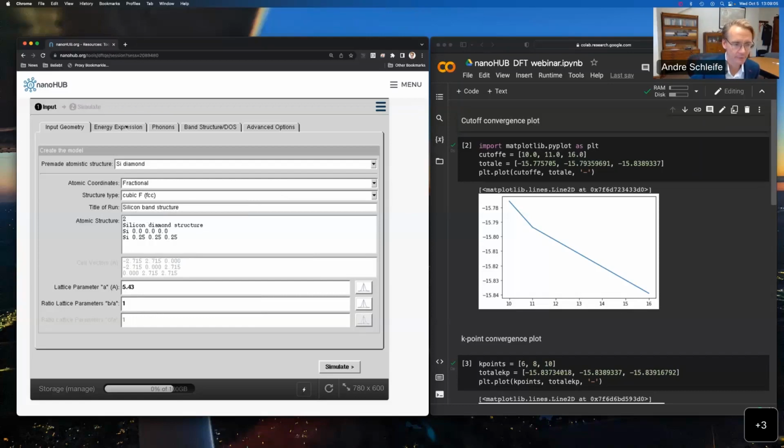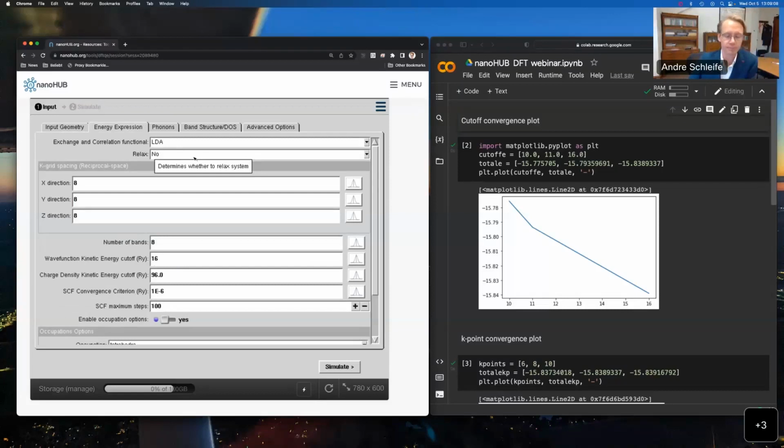The second thing that you have to do, I mentioned plane wave convergence, or convergence of your plane wave basis, is in the second tab here under energy expression. You have an entry here that is called wave function kinetic energy cutoff. The plane wave basis works in a way that as you increase your number of plane waves, one way to do that is you look at the kinetic energy of the highest plane wave that you include, and all the ones with lower kinetic energy are also included in your expansion. That sets one parameter that determines how complete your basis set is. By increasing your cutoff, you include more functions. By decreasing it, you include fewer functions. So this is your convergence parameter.